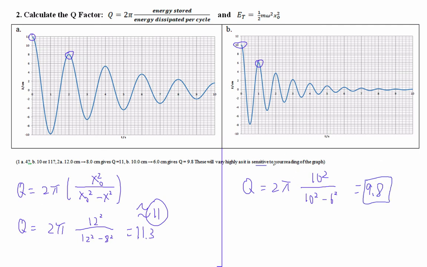These are very sensitive to your reading of the graph. So if you did the same thing but you're off because you misread it or read it differently, don't worry about it. You'll see when you look at the mark schemes for these sorts of things, there's a huge range of Q values that give you full marks. So not to worry.